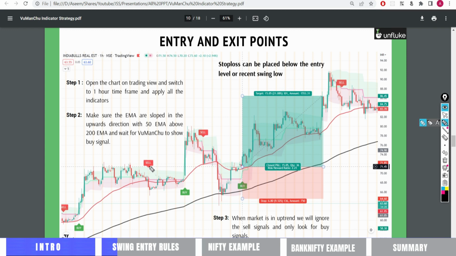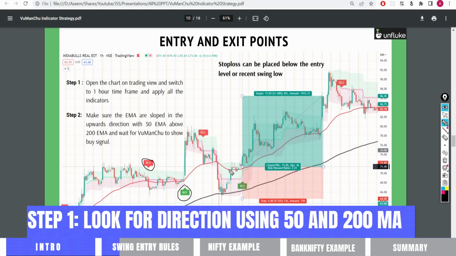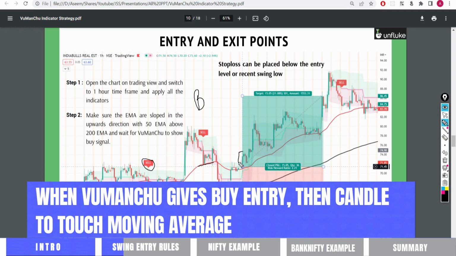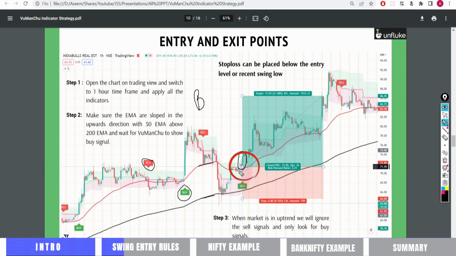Once you add it, you will get these selling and buying levels. So what we have to figure out is, let's say in this example, the 50 moving average is above the 200 moving average. That means I'm only looking for a buying entry. But when do I take the entry? We will not take entry on any buying signal. We will take an entry only when I get the buying signal and at the same time the candle touches the upper moving average or the lower moving average, one of them. Once that happens, only then I will take an entry.